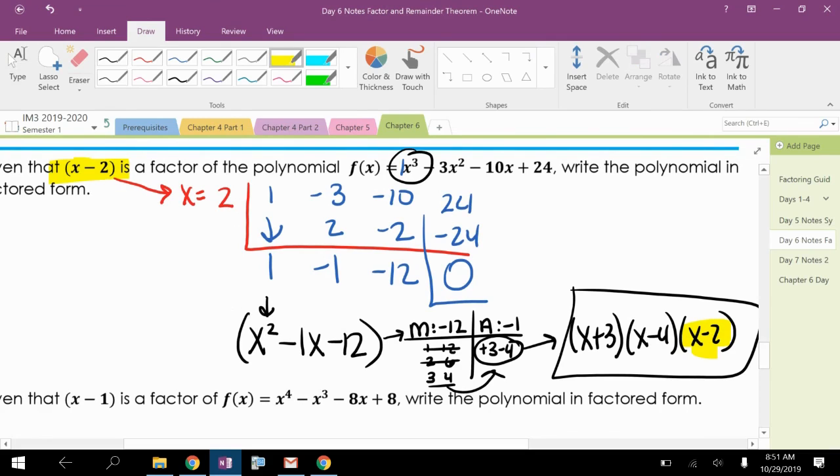And a good way to check your answers, I have 1, 2, 3. My degree is 3. So that helped me. Let's do it again to practice.